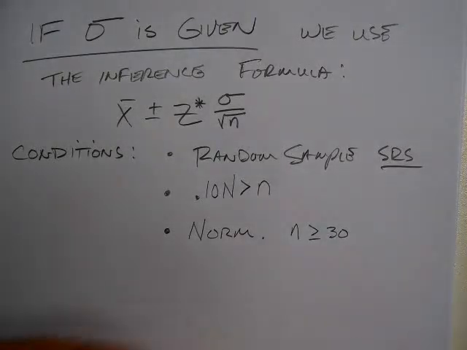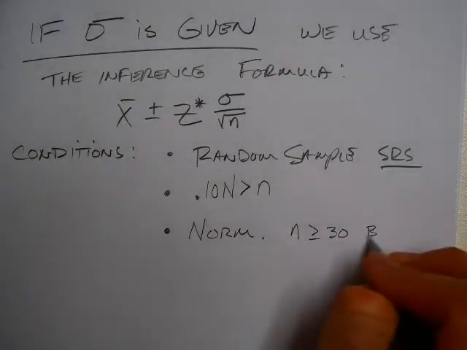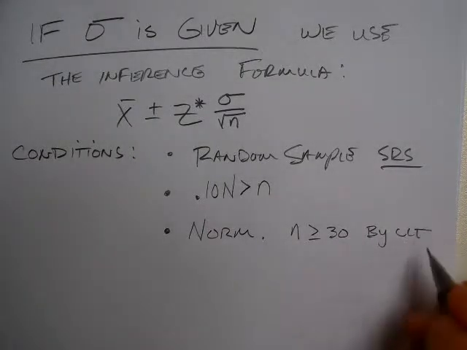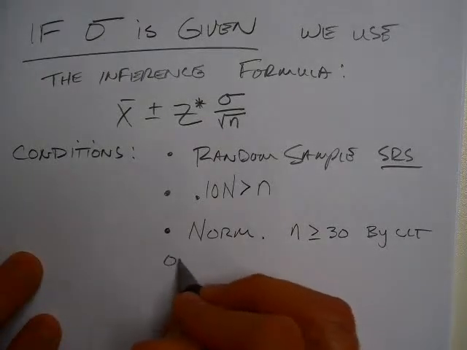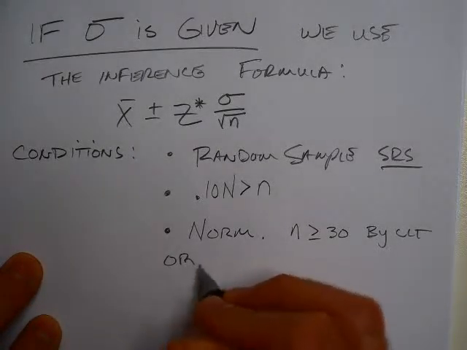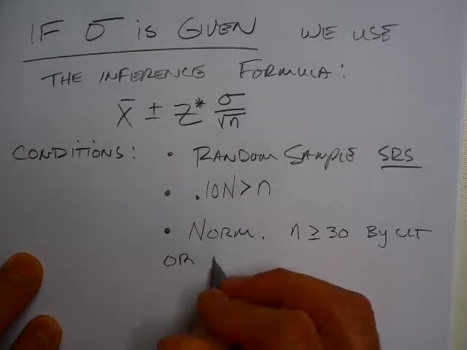So normal: n is greater than or equal to 30 by CLT, or given. In the case of given, or the parent population is normal.